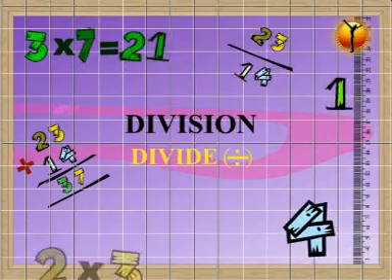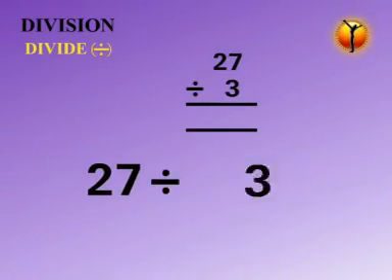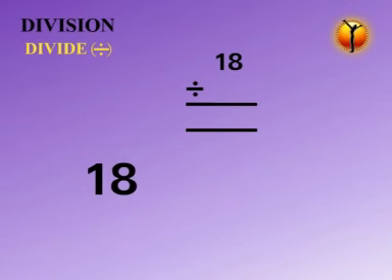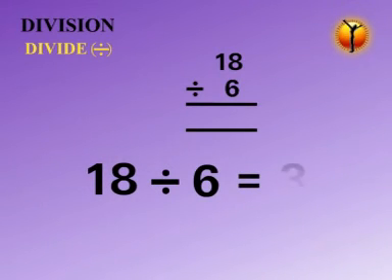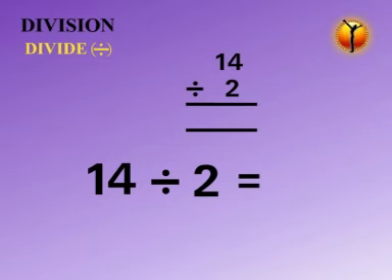Division. 27 divided by 3 is equal to 9. 18 divided by 6 is equal to 3. 14 divided by 2 is equal to 7.